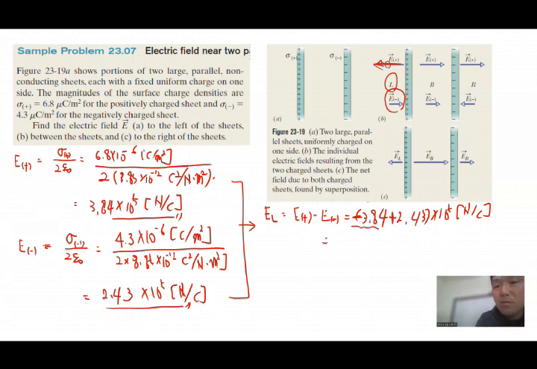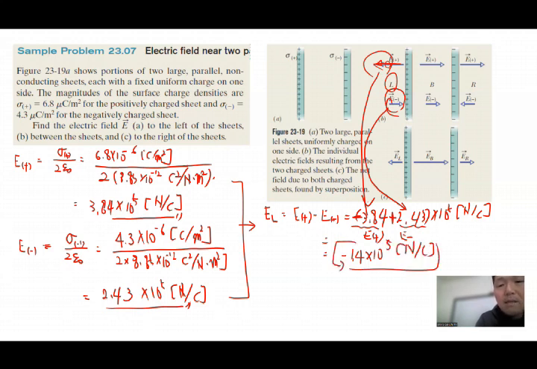So this one is E plus, and this one is E minus from the negatively charged plate. If you superimpose them, that should be minus 1.4 times 10 to the 5 Newton per coulomb. That electric field has a minus sign, so it is pointing in the negative direction on the x-axis. So what about the electric field between those two plates?